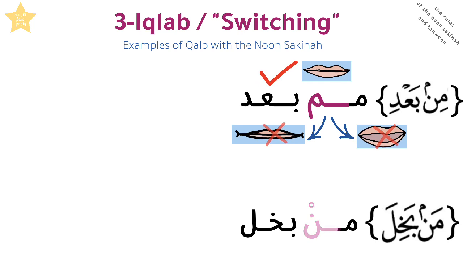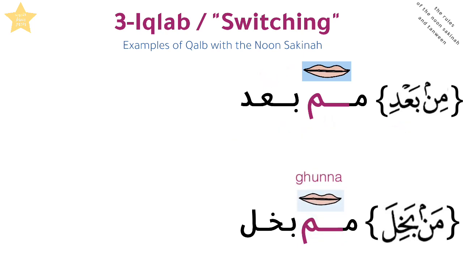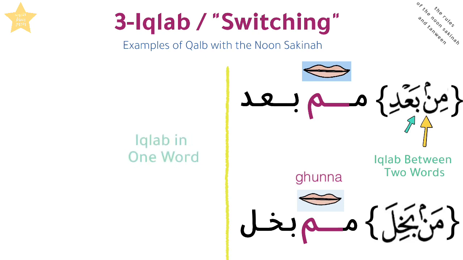Here we have a Noon Sakina followed by the letter Ba. We switch the Noon Sakina for a hidden Mim with Gunna when pronouncing it with the Ba. The rule of qalb can occur both between two words and within a single word.